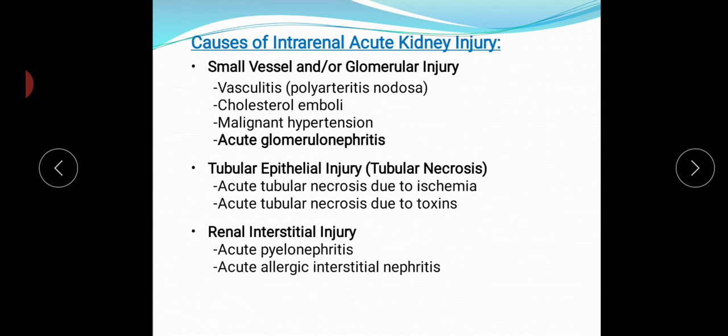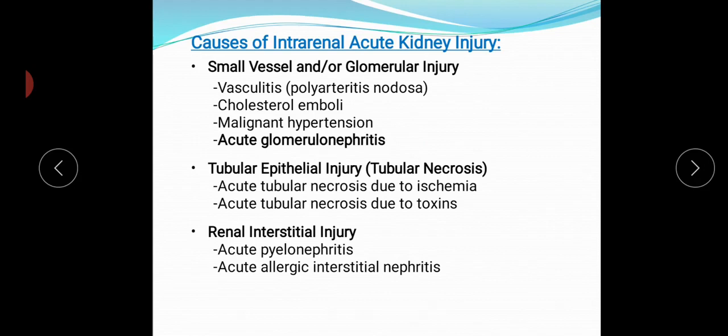The second group of causes are within the kidney. The problem is within the kidney. In that case, again, there are various groups that you can see here: glomerular injury, tubular epithelial injury, or renal interstitial injury. So the cause may be anywhere within the glomeruli, within the tubular epithelial cells, or within the interstitium. But the most common cause, highlighted here, is acute glomerulonephritis. That is the most important and common cause of acute renal failure as far as pathology within the kidney is concerned.